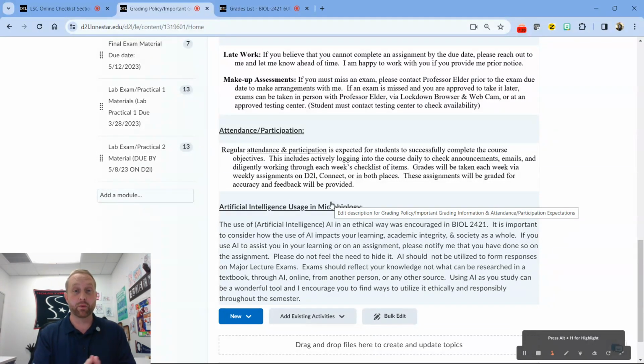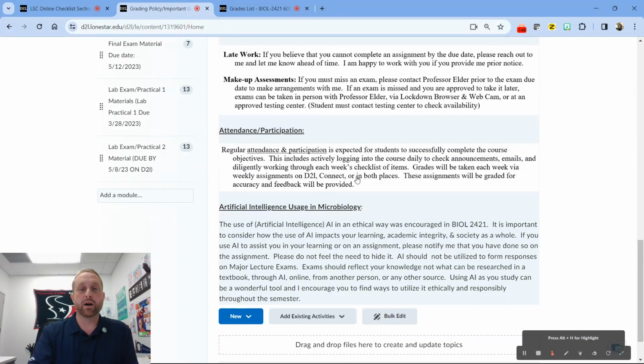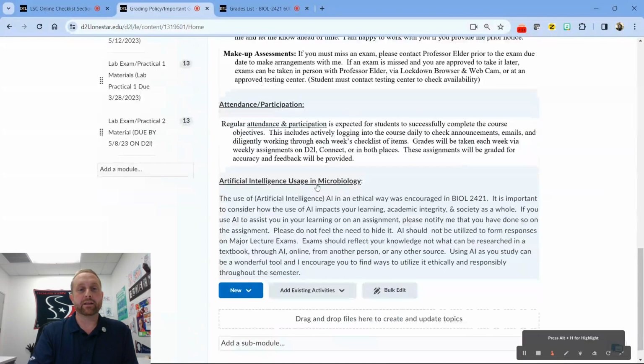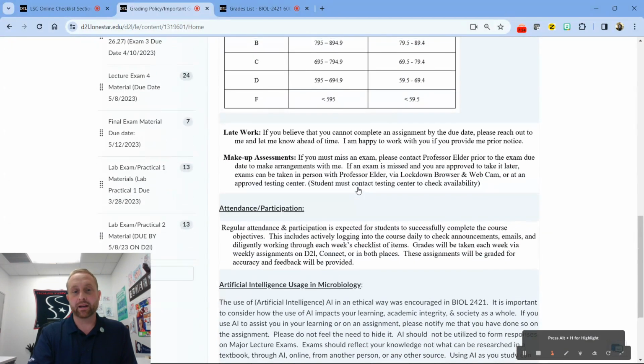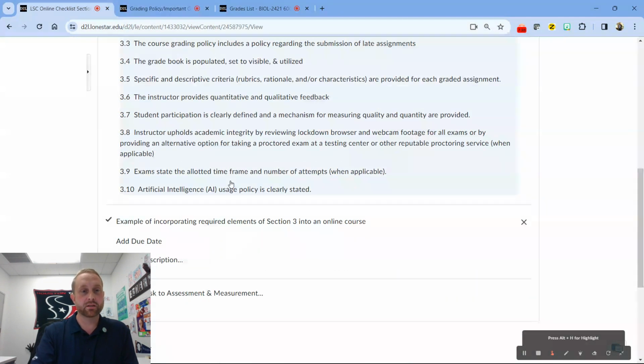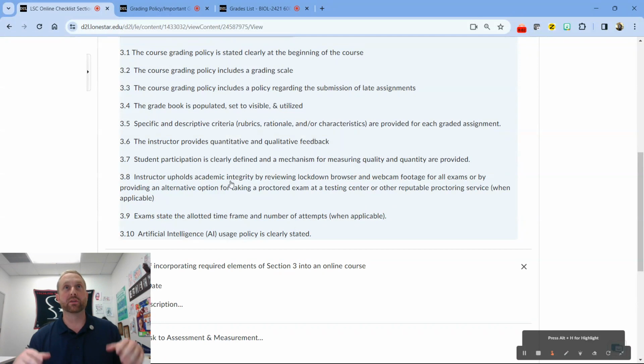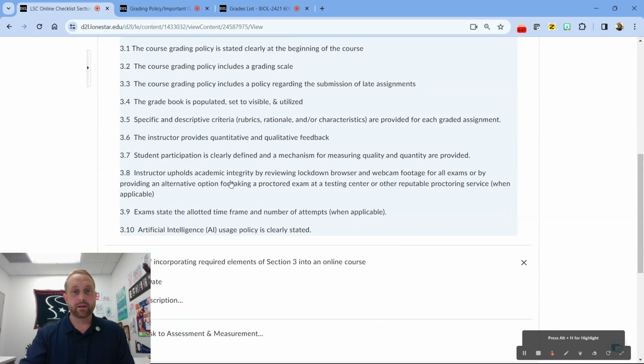I expect regular attendance of course and participation in the course. And I say that this means logging into the course daily to check your announcements and your emails and diligently work through each week's checklist items. So letting them know I expect for you to log in daily. Grades are taken each week, and so those are things that need to be completed weekly. So I give them an idea of what that's going to look like in terms of their attendance and participation in the course. All these things relate to their graded items and how they're going to be assessed in the course.